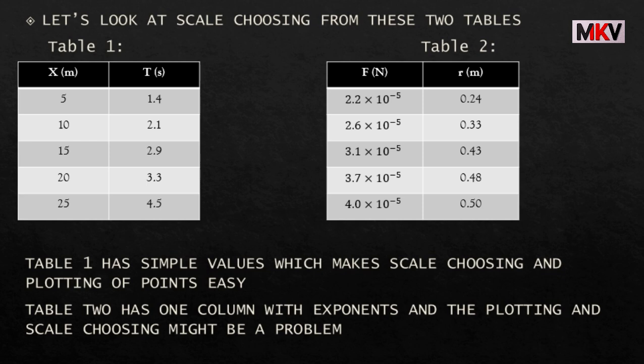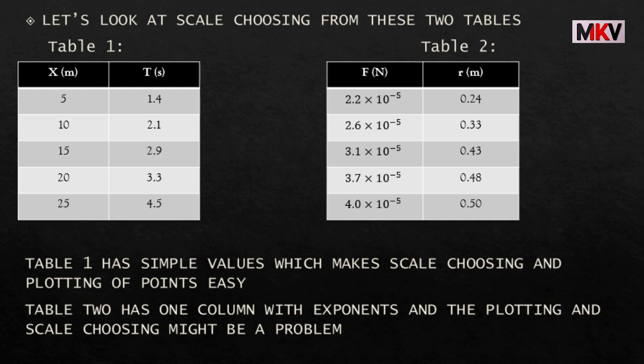Now, with the scale choosing, let's look at these two tables that we have here. From table 1, we can see clearly that the values are very easy to plot on a graph. Looking at the x column, which is distance, and the t column for time, the values can be easily plotted with a scale choosing.